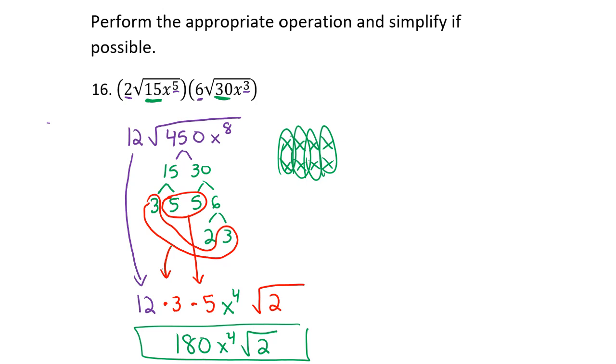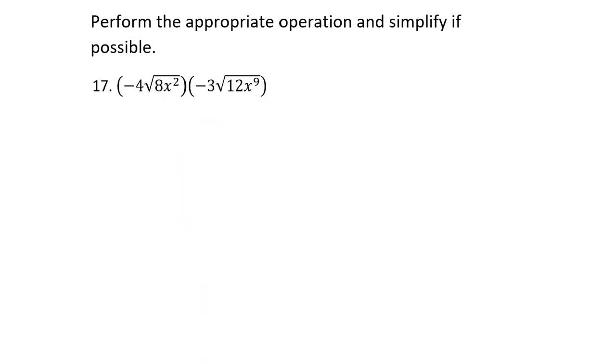So I don't need any absolute value signs, and I've done everything I can for this problem. Problem 17, once again, we're going to be doing some multiplying. So I'm going to multiply the outside numbers. Negative 4 times negative 3 is positive 12. 8 times 12 is 96. Once again, we're multiplying so we can add our two exponents.